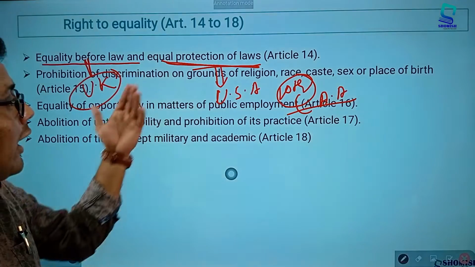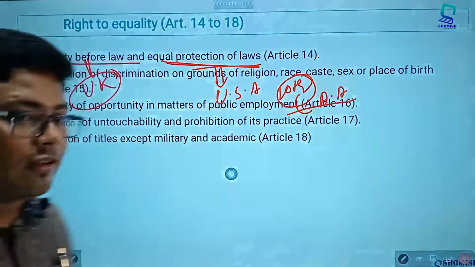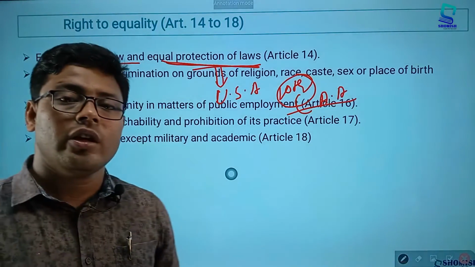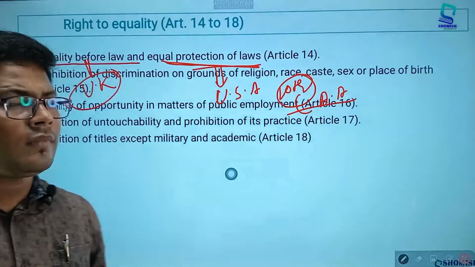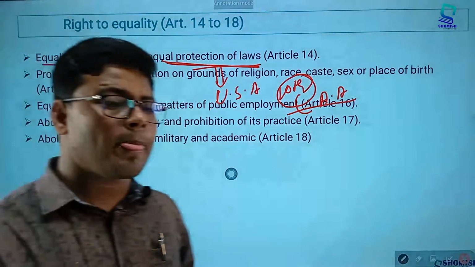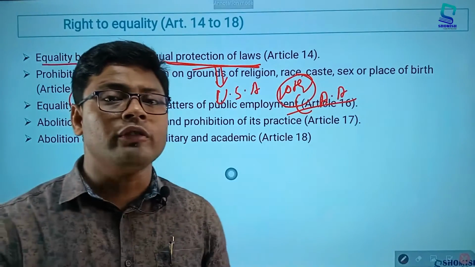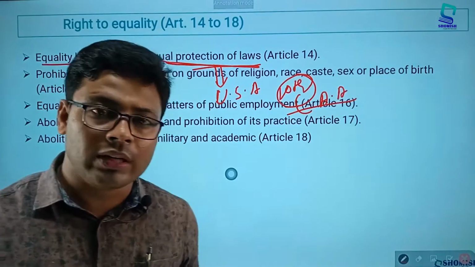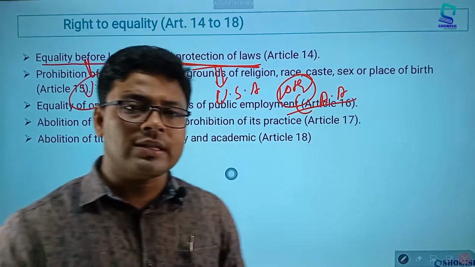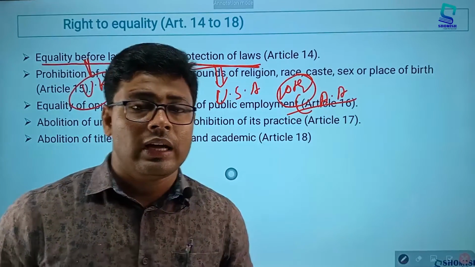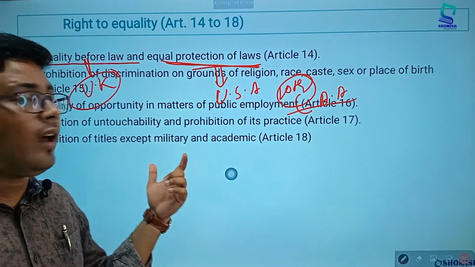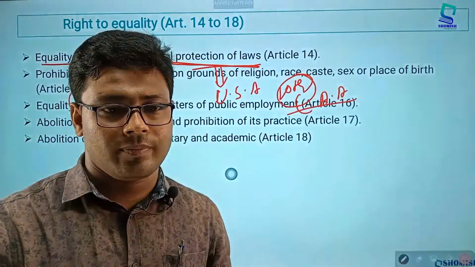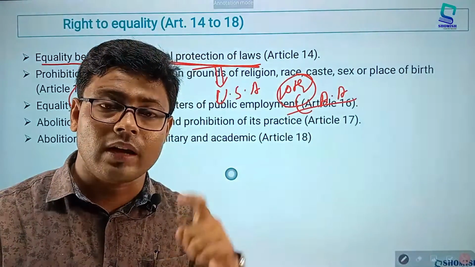So equality before law and equal protection of laws. Right now, equality before law means no person shall be denied in the eye of law. Rich, poor, higher class, lower class, Brahmins, Shudras, no issue. All persons are equal before law. It is the main part. But there are some exceptions.